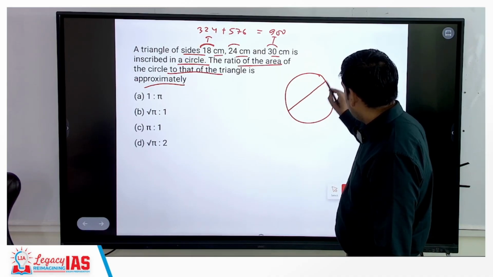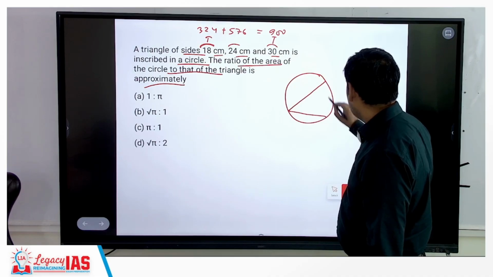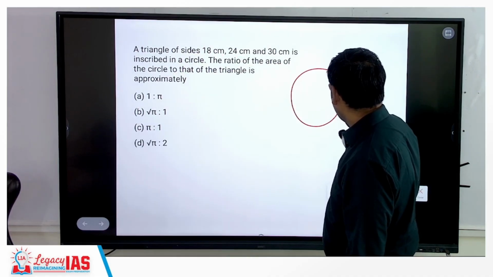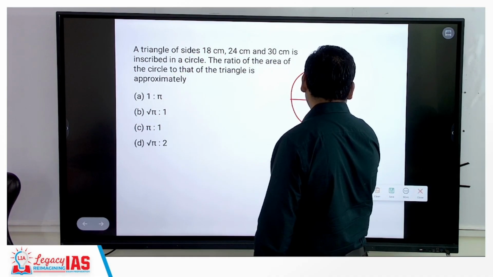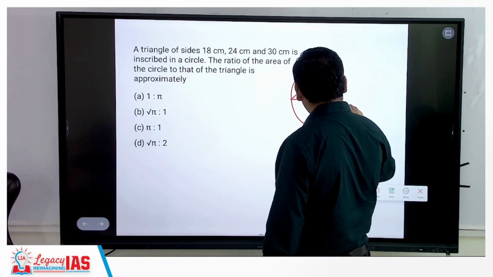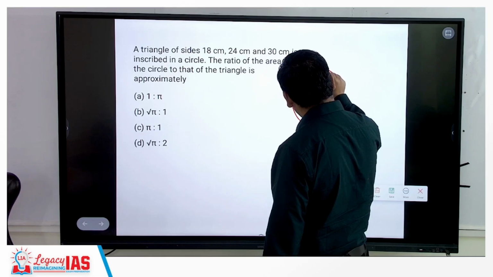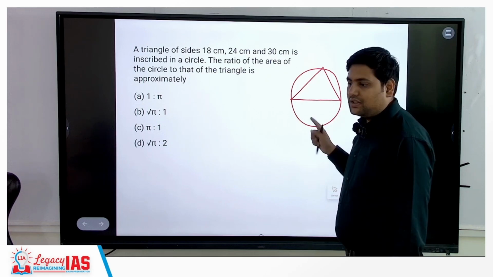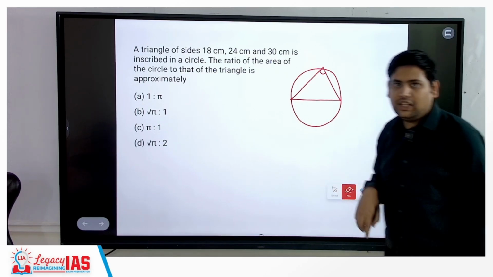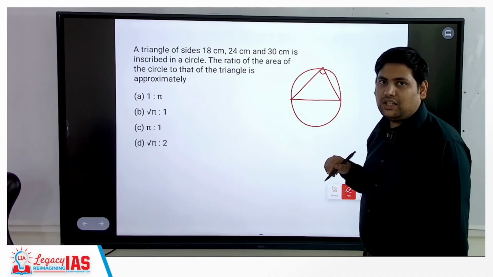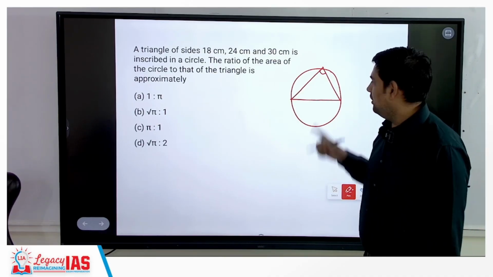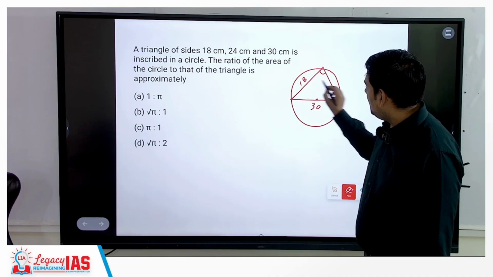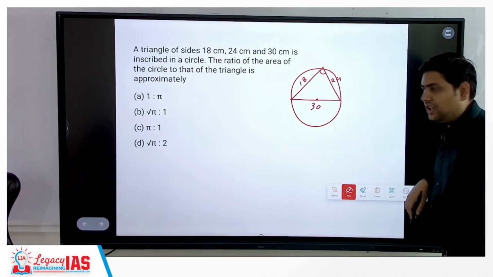So this circle will look something like this, where this will be the diameter of the circle. Why? Because this angle has to be 90 degrees. Correct? The diameter subtends 90 degrees on the edge of the circle. So this is 30. This is the center of the circle. Now this becomes, let's say, 18. This is 24.